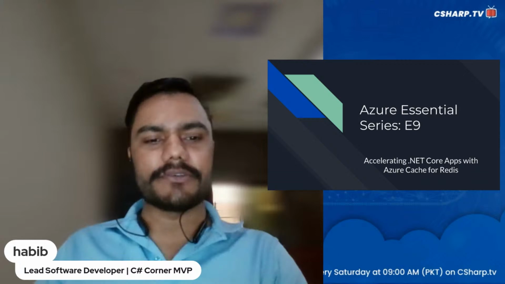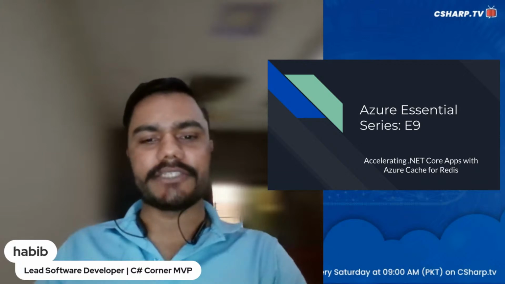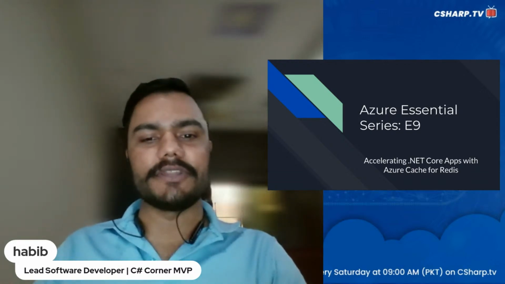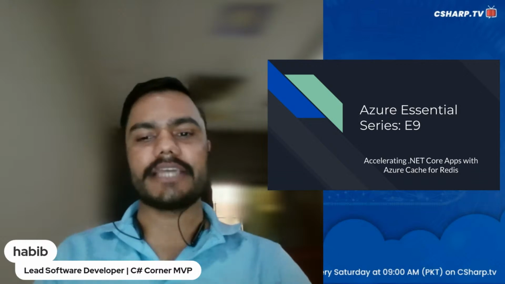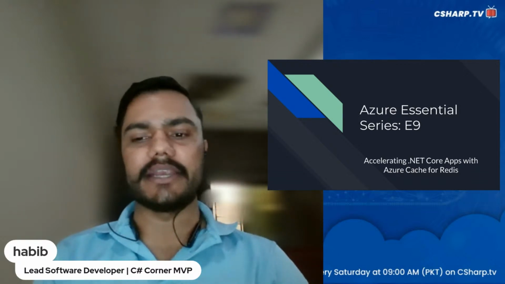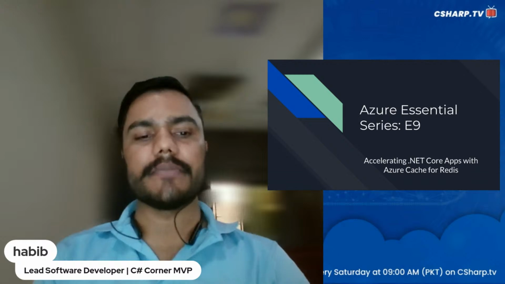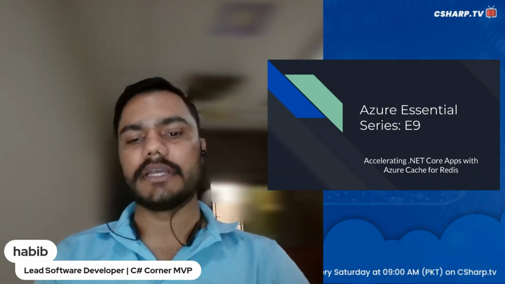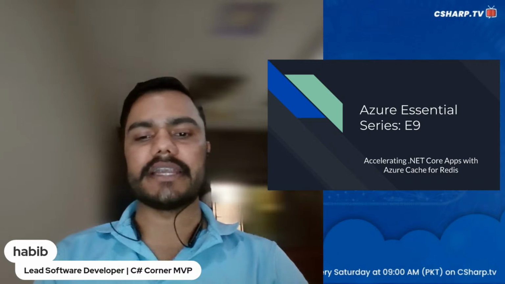In today's episode, we will talk about Azure Cache for Redis and how to accelerate your .NET Core apps. Microsoft Azure Cache for Redis is based on the popular open source Redis cache. It gives users access to a secure, dedicated Redis cache instance managed by Microsoft. Users get the best of both worlds: the rich Redis features and ecosystem, and reliable hosting and monitoring from Microsoft.